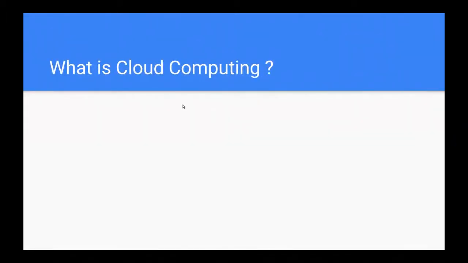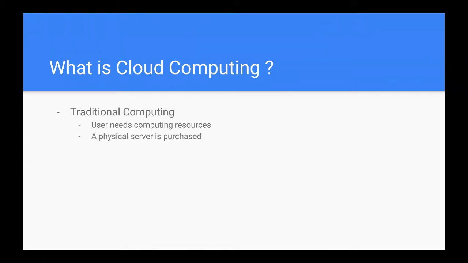So first, let's start by explaining what is cloud computing. So in traditional computing, whenever a certain user needs computing resources, the user will go and buy a physical server. The first server will have CPU, memory, disks attached to it. And every new user means a new server is created for him or is purchased for that.